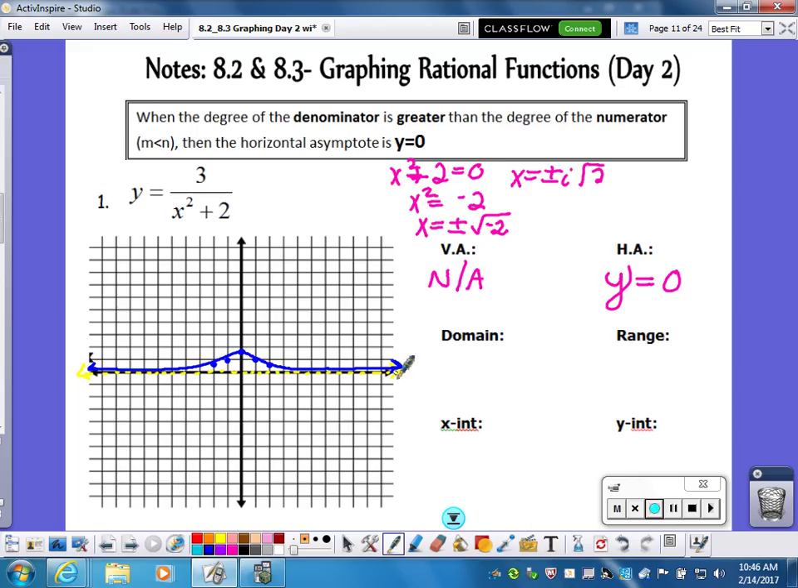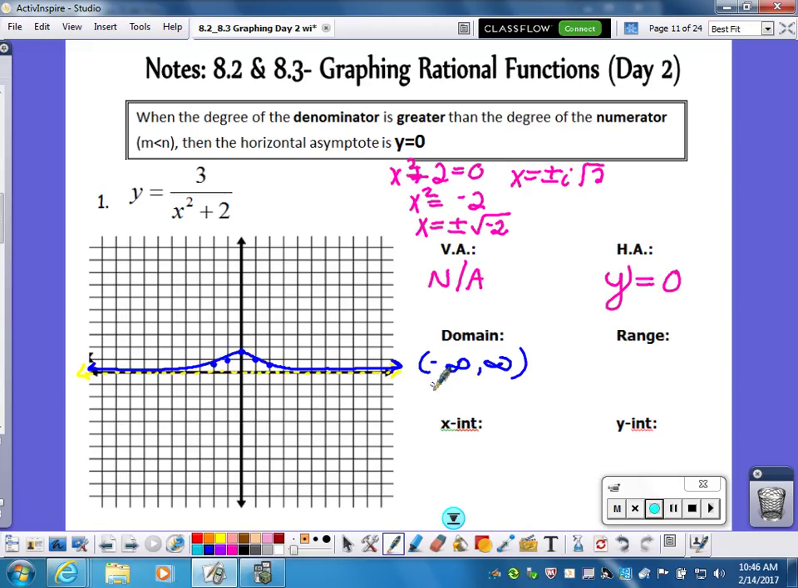Let's look at the domain of this function. All right, here as you can tell, you read your domain left to right. We have no break, so it is all reals. Look at our vertical asymptote. We did not have a vertical asymptote, and our domain is continuous.